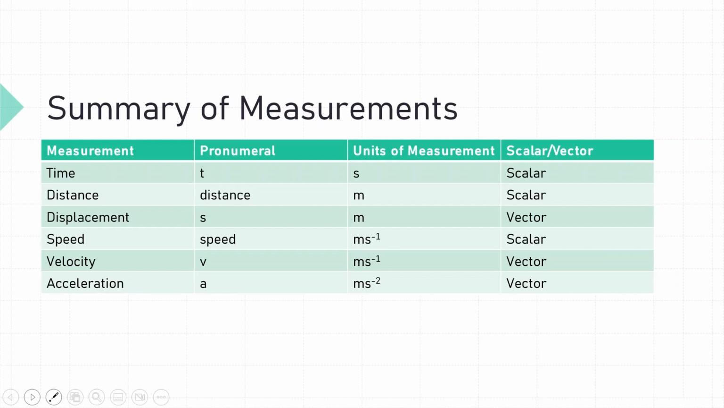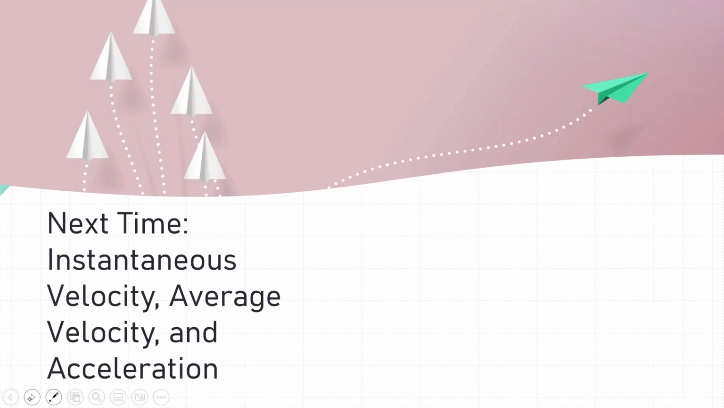In this table, you might want to refer to it later. It just has a summary of those measurements, the common pronumerals that I recommend that you use based on what's on the data sheet, the units of measurement that go with it, and whether or not they're scalar or vector quantities. When we get into class, we're going to consolidate what scalar and vector mean a little bit more and start to break down these concepts of distance, displacement, speed, velocity, acceleration. Now in the next video, our focus is going to be on measuring and calculating velocity and acceleration a little bit more, so getting a little bit further into depth.